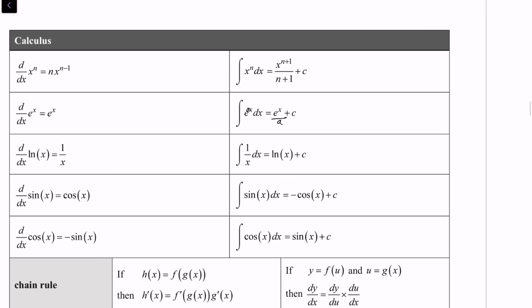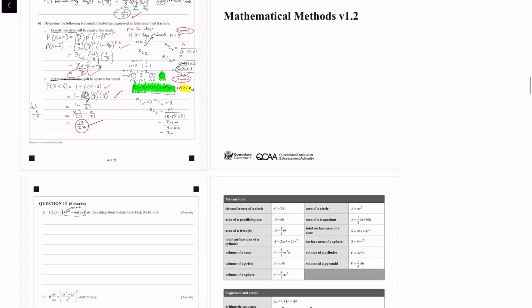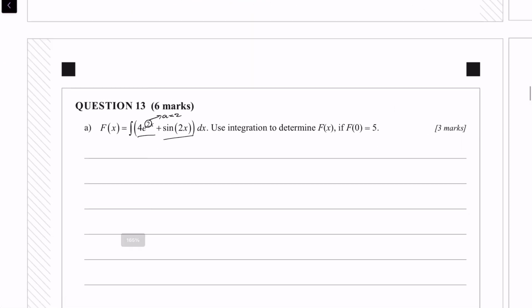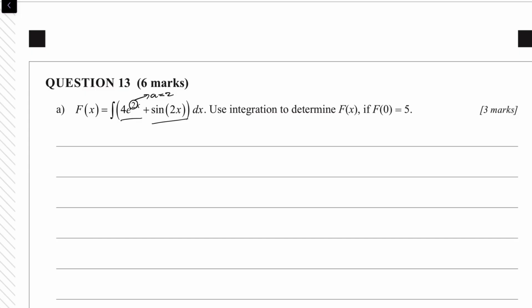If we have an integral of sine x, we integrate and get negative cos x. But if we have an a value inside with the x, then we have to divide by the a value. So let's integrate and find our indefinite integral first before we can make a definite integral using this value.